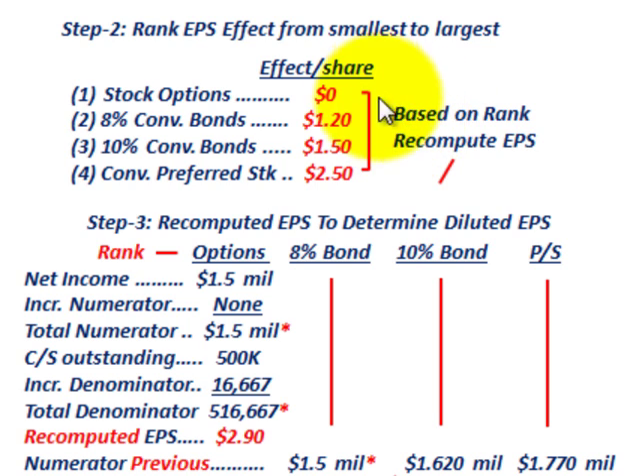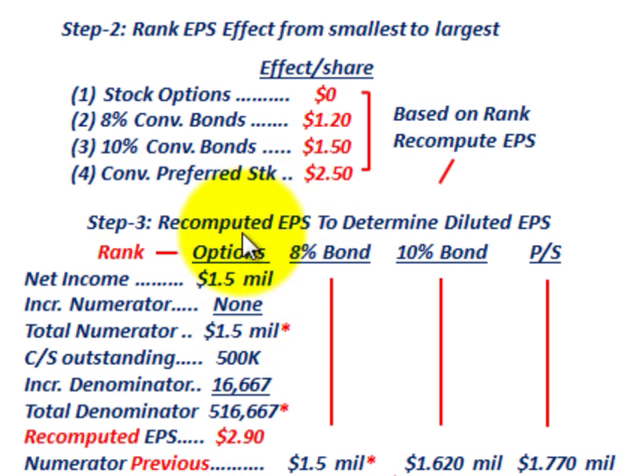We had to first determine the effect on the earnings per share, then we had to rank these earnings per share here, and now we can go down to step 3. This is where we're going to recompute the earnings per share to determine the diluted earnings per share. Based on our ranking, I've got them showing here. So for our stock option, we're going to set up a table here to determine the diluted earnings per share.